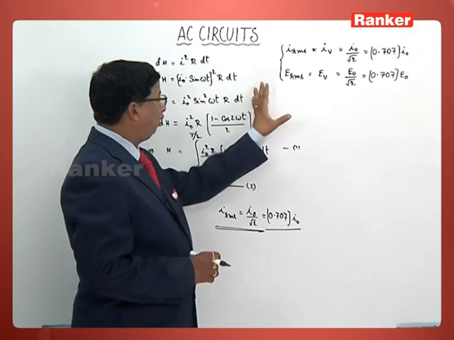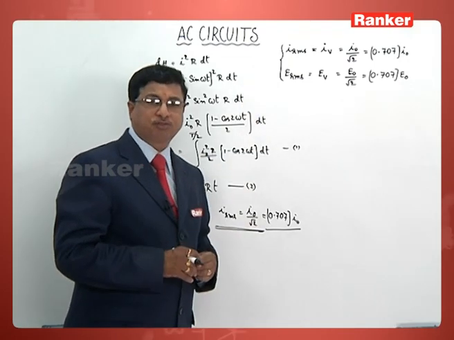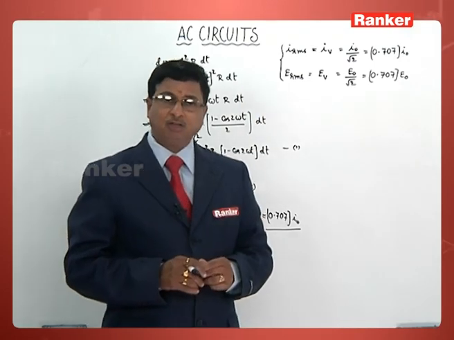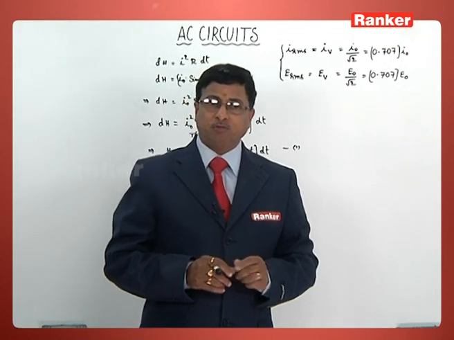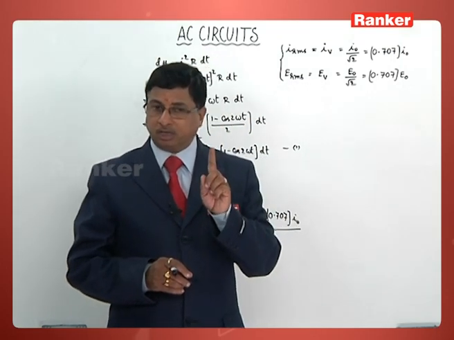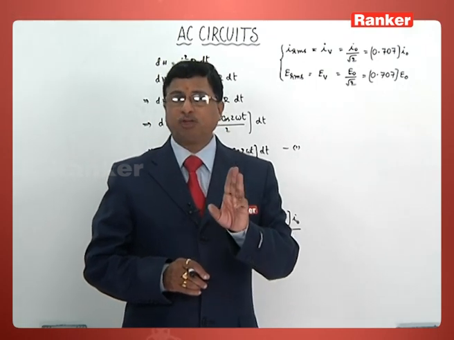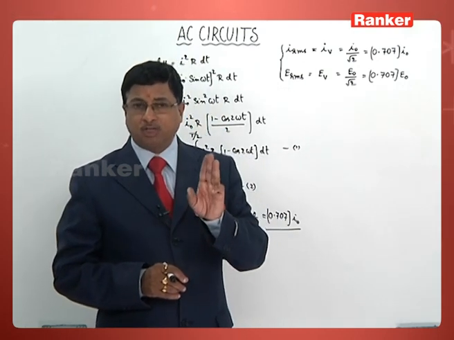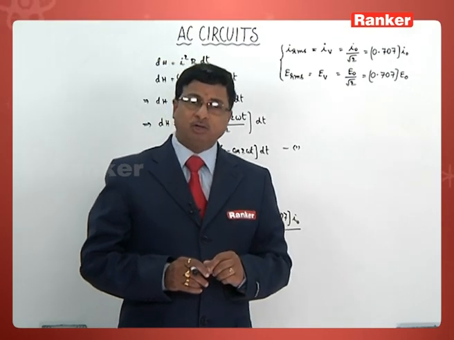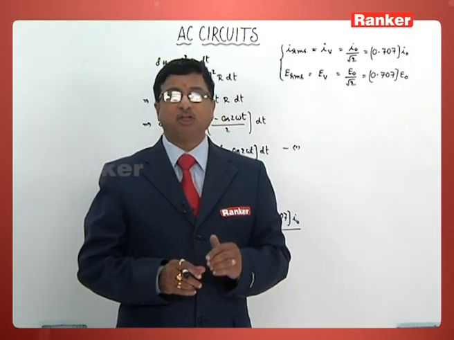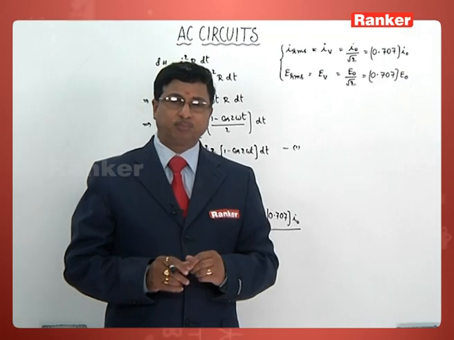So these are two pairs of formulae one should remember: one for the average value of alternating current, one for the average value of alternating EMF, one for the virtual or RMS value of current, and the other for the virtual or RMS value of alternating EMF.